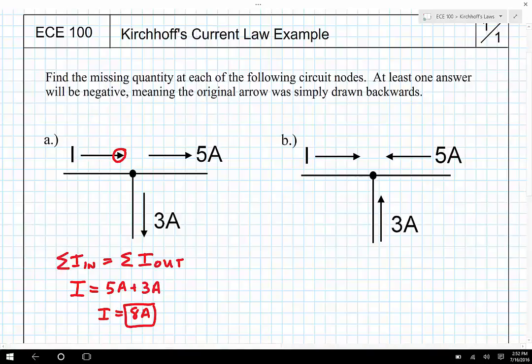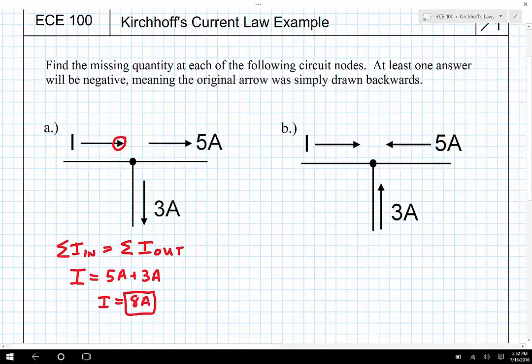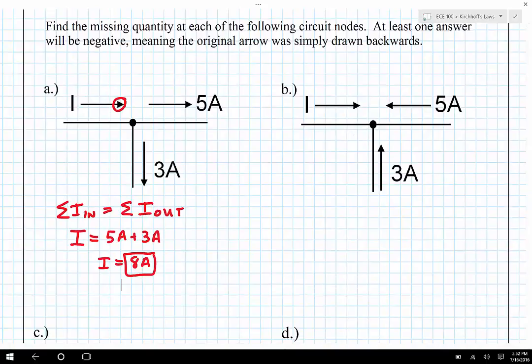Most KCL examples are not going to be as simple as that one. If we look at example B here, you can see that we have three currents and all three are entering the node. And so you might think, well, that's not really possible, is it? Aren't those currents going to pile up charge at that node? Well, if they were all actually entering the node, that would be the case. Clearly, that can't be true. And so before we even do any work, I can tell you that the arrow on I has to be backwards. There's no other way about it. I is definitely going to end up being a negative value. But let's find out how that works.